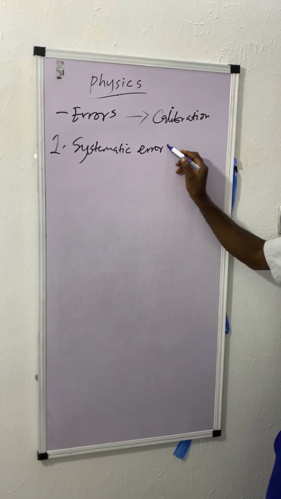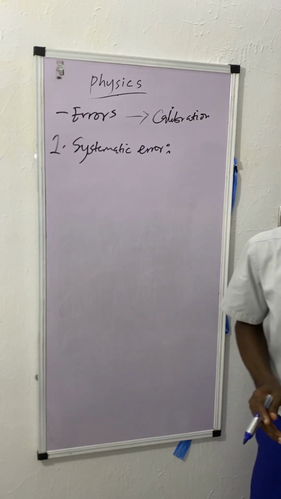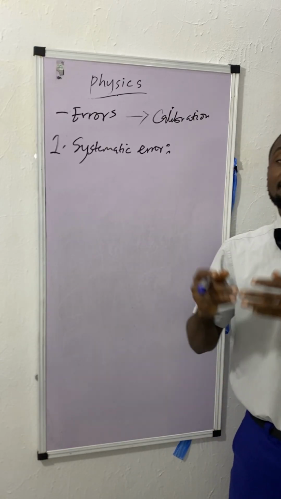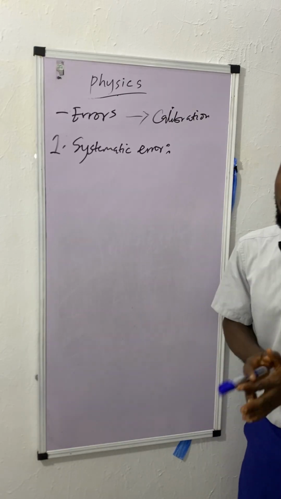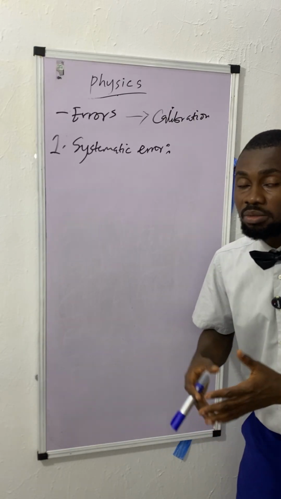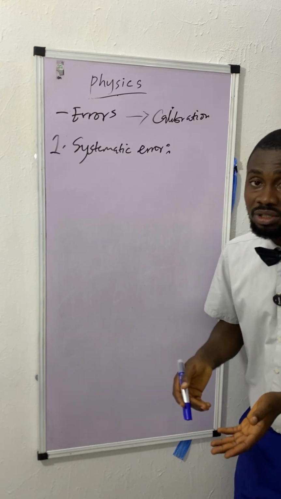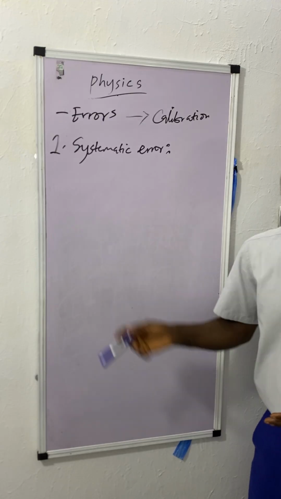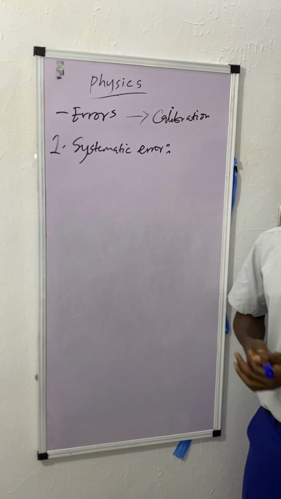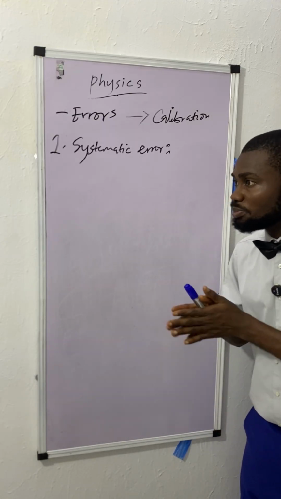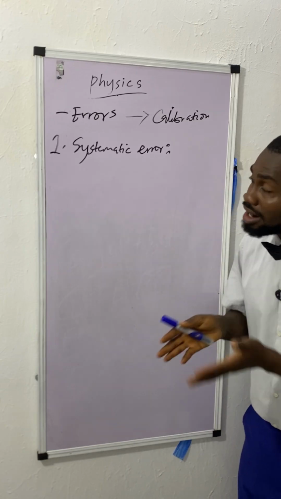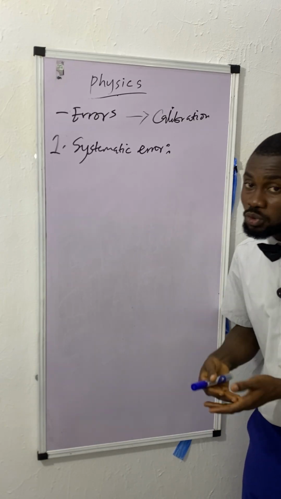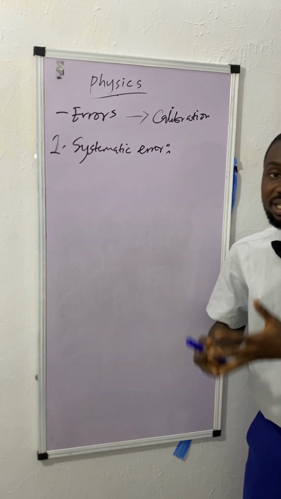The systematic error, this one is an error due to what? Due to the system itself. All right, the system setup, what the system is made up of. Did you follow the rules and regulation? It's an error that is caused by not following the rules and regulation of the particular measurement procedure that you are carrying out. Systematic, you didn't follow the system or the system setup itself.